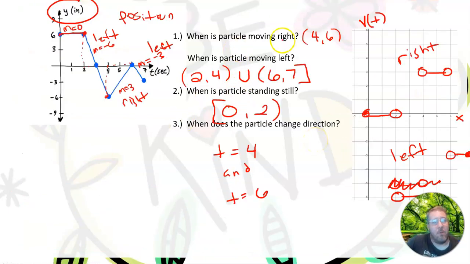All right, when is the particle moving right? You know the particle is moving right if the velocity is positive. So what's important when you look at this is you need to understand, well, what am I exactly looking at?